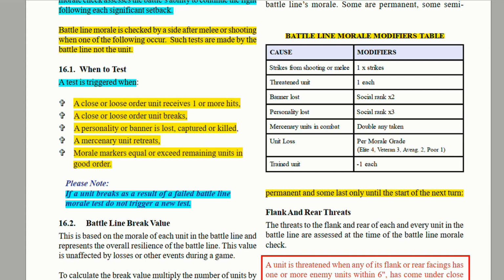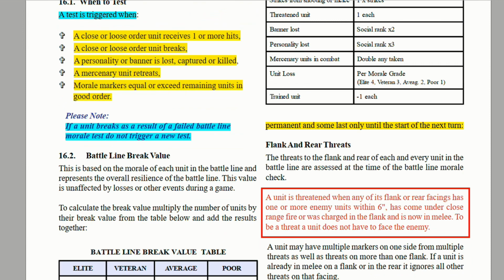A close or loose order unit breaks. A personality or banner is lost, captured or killed. A mercenary unit retreats. Morale markers equal or exceed remaining units in good order. So these are the reasons for you to test.